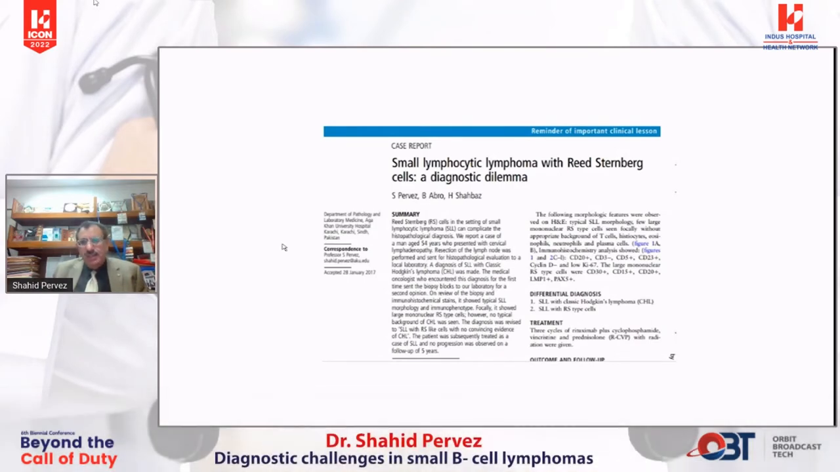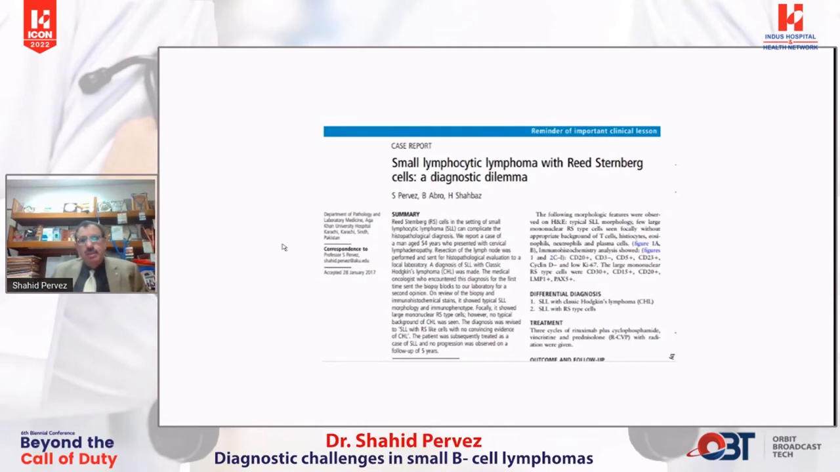These Hodgkin cells are anyway B cells. A small B lymphocytic lymphoma obviously is a B cell lymphoma. So it's quite possible that some of the B cells which get infected with the Epstein-Barr virus may show enlargement and atypia and morphology, which is very similar to Hodgkin cells.